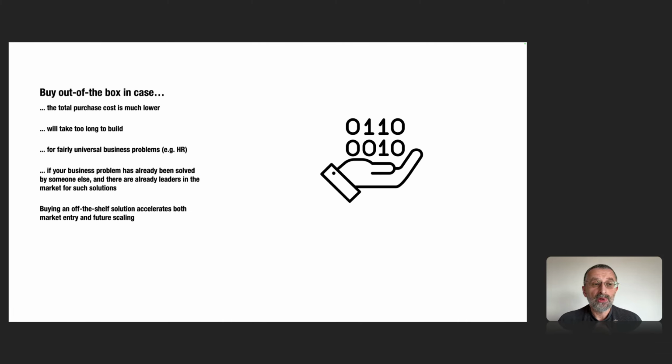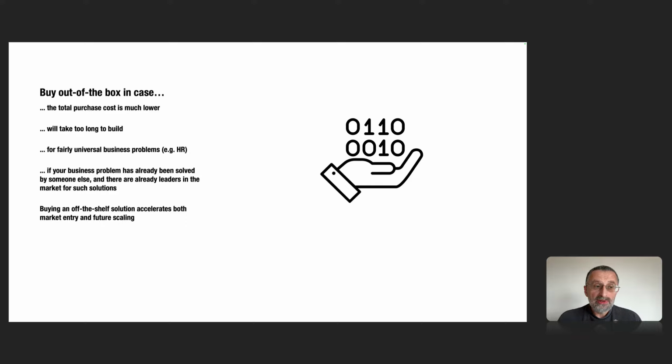So when to buy out of the box? Buy an out-of-the-box solution in case the total purchase cost is much lower. Sometimes developing something takes a lot of time, and time is money because you need to pay for experts, programmers, etc. Next, it will take too long to build. You need to be fast on the market. Doing something by yourself from scratch will take a year or so, while on the other hand, you might get an out-of-the-box solution and be on the market in a month, or a week.